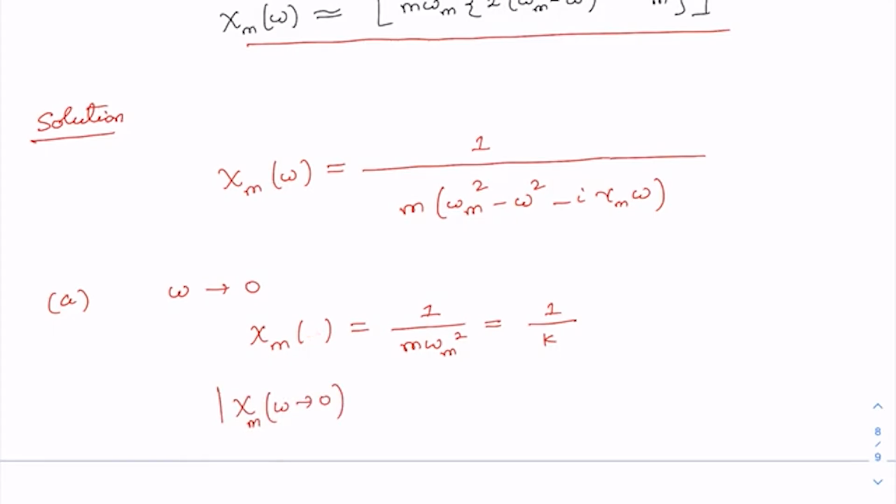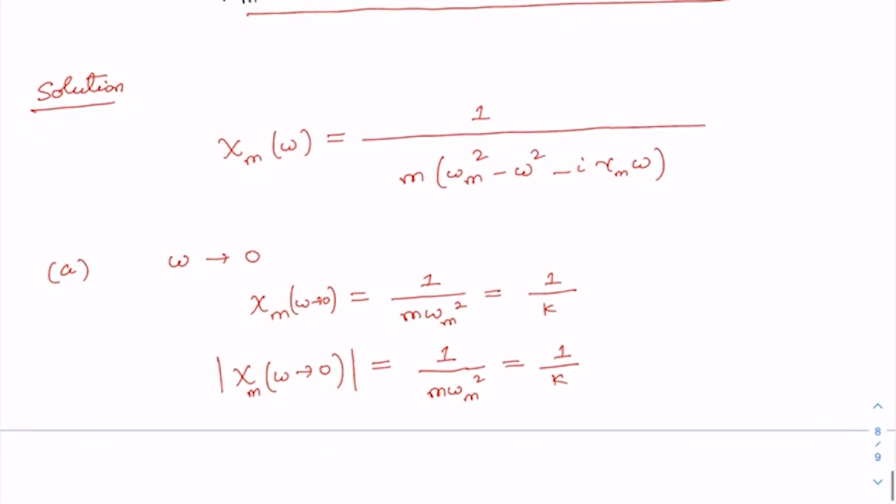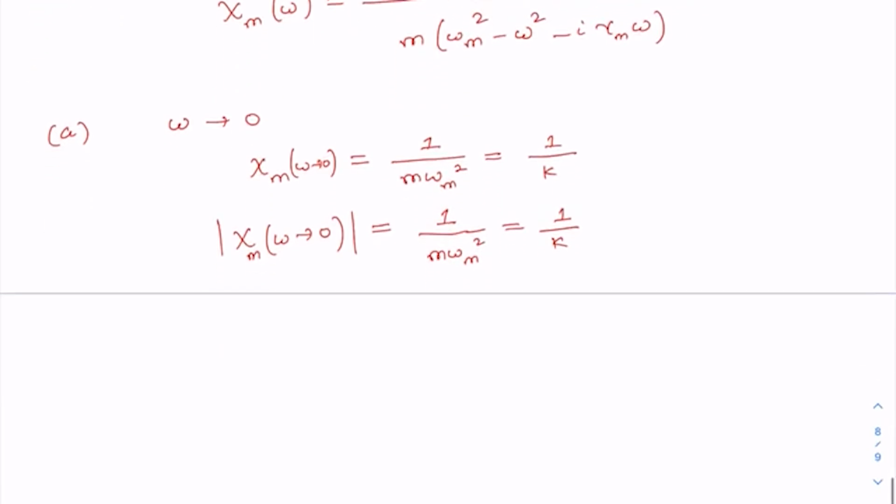Or if I talk about the modulus, and this actually I have in the limit omega tends to 0, so you have to be careful here. This, when I'm writing, we are writing it in the limit omega tends to 0. So the modulus of the susceptibility is simply 1 by m into omega m square, and that is the spring constant. In fact, physically speaking, this result quantifies the response to a constant force, and therefore it is independent of friction, as you can see, as well as the mass, because K is the characteristic parameter of the system. Now going over to the second problem. In the high frequency limit, what happens?